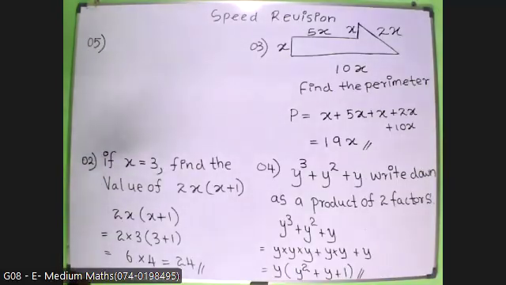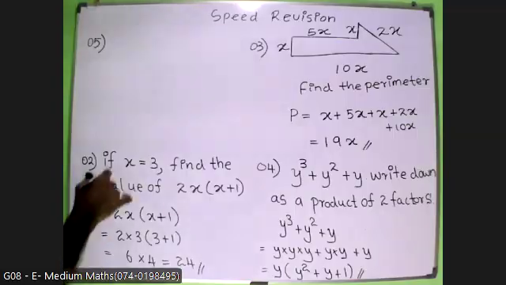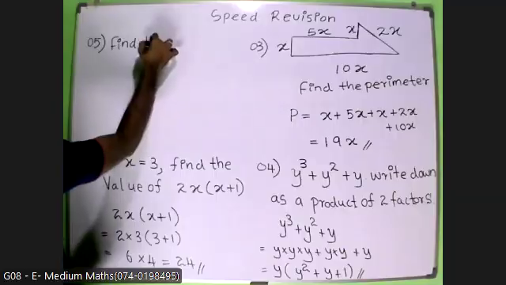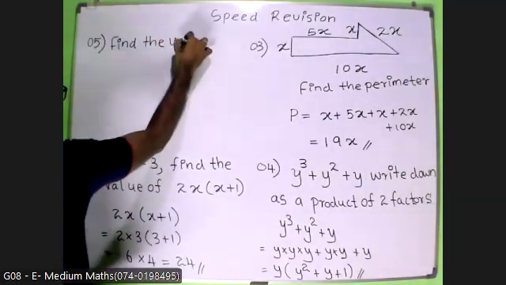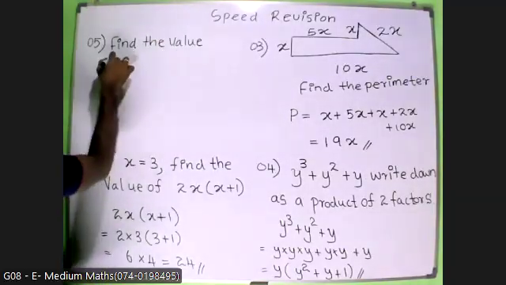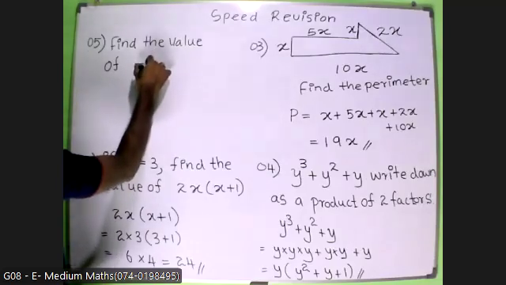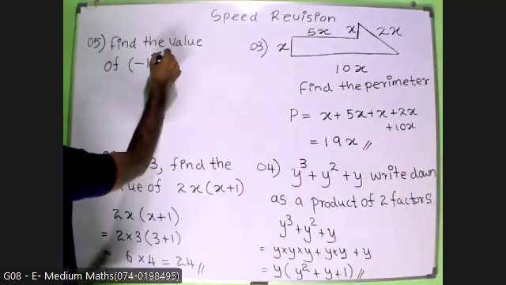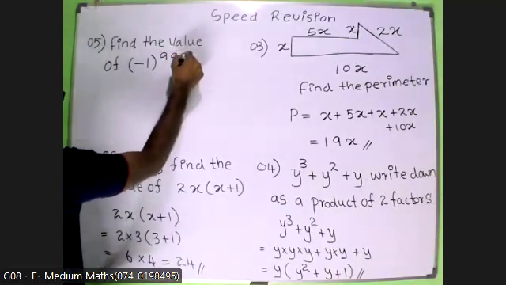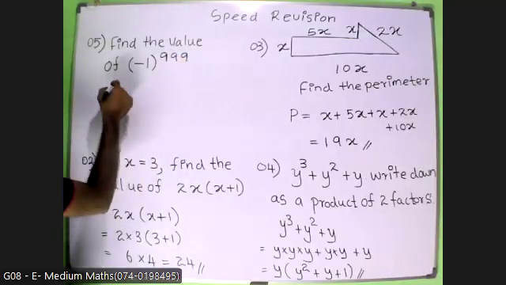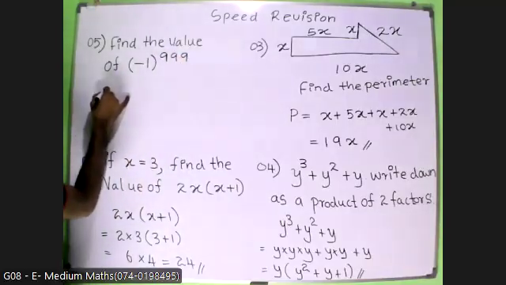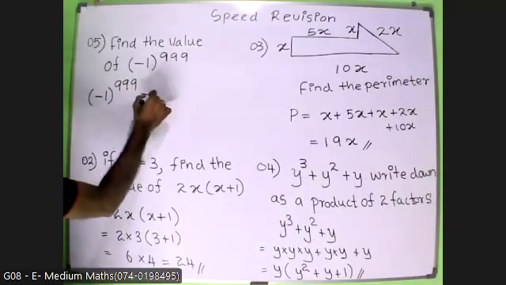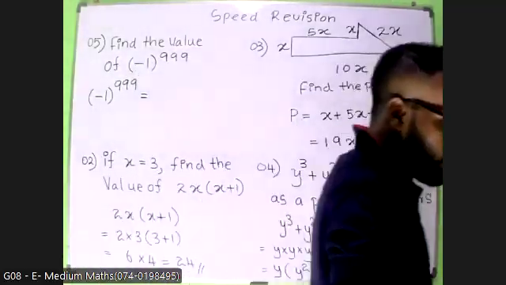Fifth one. Find the value of minus 1 to the power 999. We did something like this last week too. Minus 1 to the power 999. How to find the value? We did the same kind of thing last week.